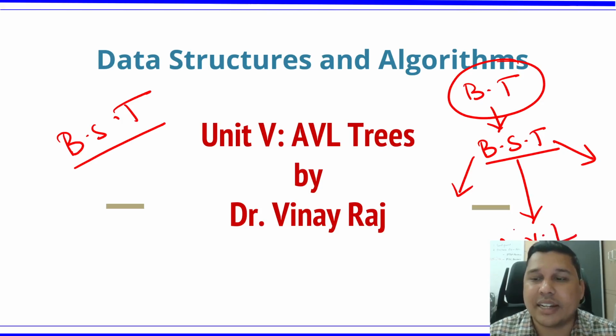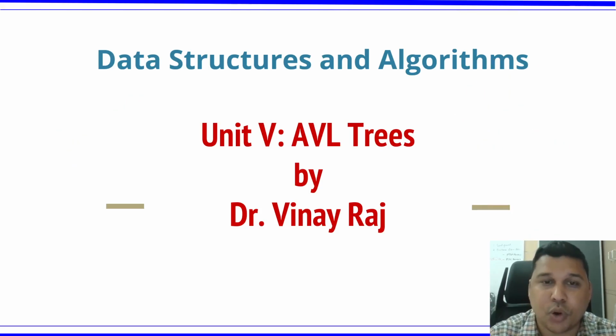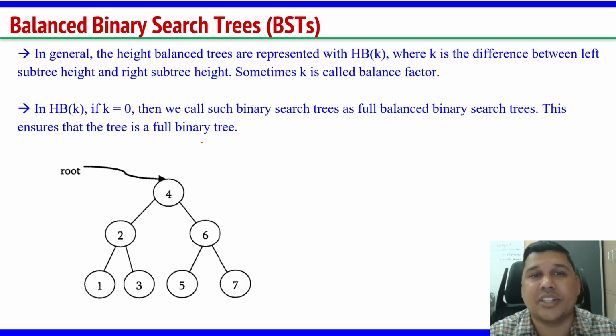What is that extra condition on this binary search tree? The height of its left subtree and right subtree should differ by at most 1. The height of the left tree and the right tree should differ at most by 1. So before we go, let's study about balanced binary search trees.